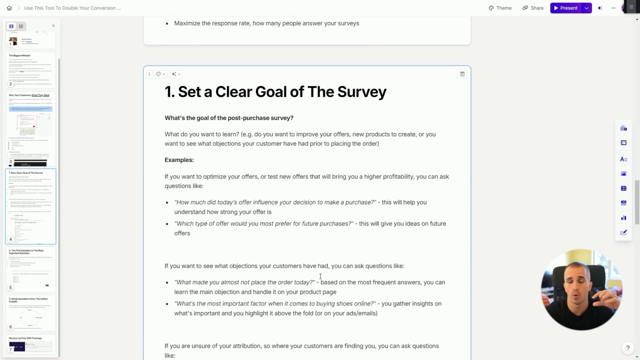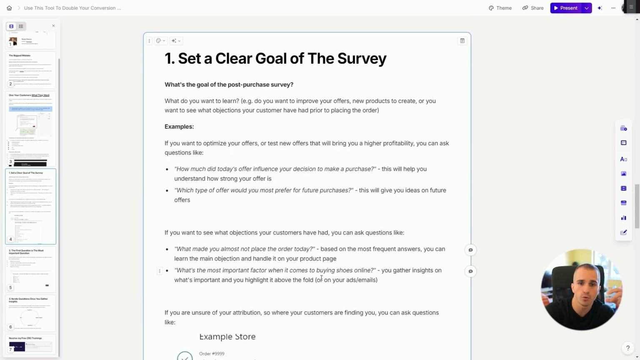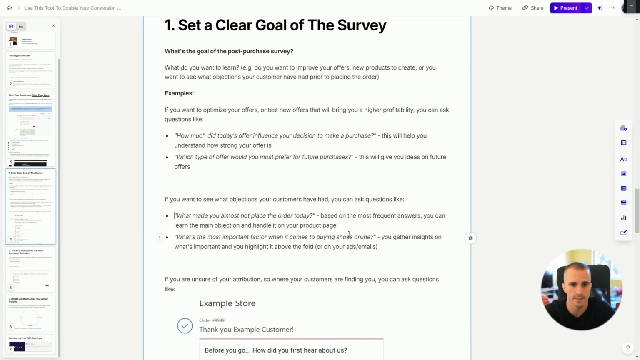For example, if you want to increase your conversion rate, you want to see what were the objections that your customers have had before placing the order. You can ask open-ended questions like, what made you almost not place the order today? And you will see that 80% of the answers will look similar. You find out what was the main objection. You can change the copywriting or images on your website, and you will handle that objection. And if you handle it, more people will buy from you and you will increase your conversion rate, which is why, once again, this is a very important thing.